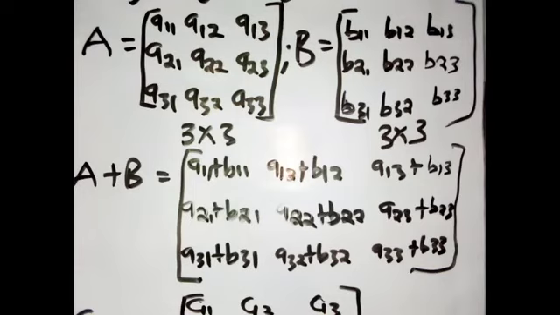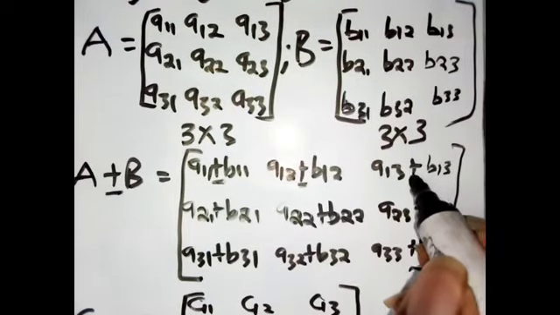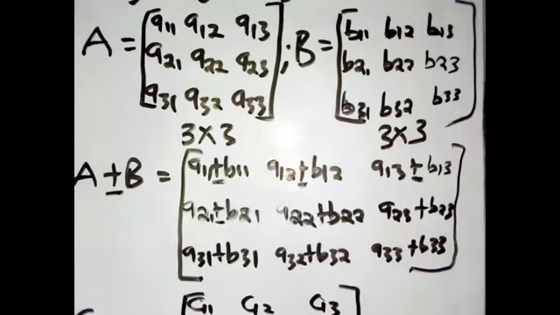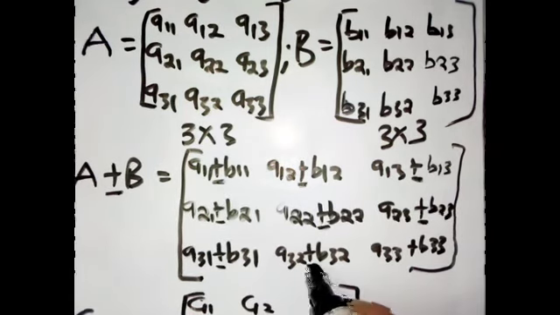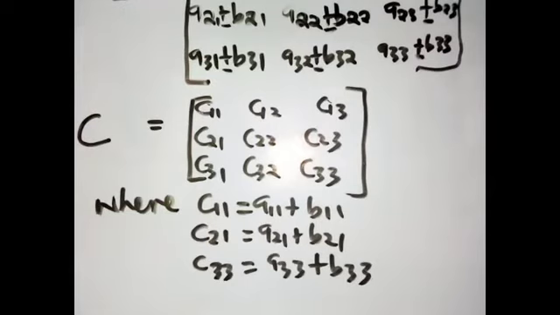Similarly, if a subtraction operation is to be carried out on this matrix, then matrix A minus B will still give us A11 minus B11, A12 minus B12, A13 minus B13, and A33 minus B33, which could also give us a new matrix C under the condition that C11 is equal to A11 minus B11, C21 is equal to A21 minus B21, and C33 is equal to A33 minus B33. So that is how matrix operation is carried out for addition and subtraction.